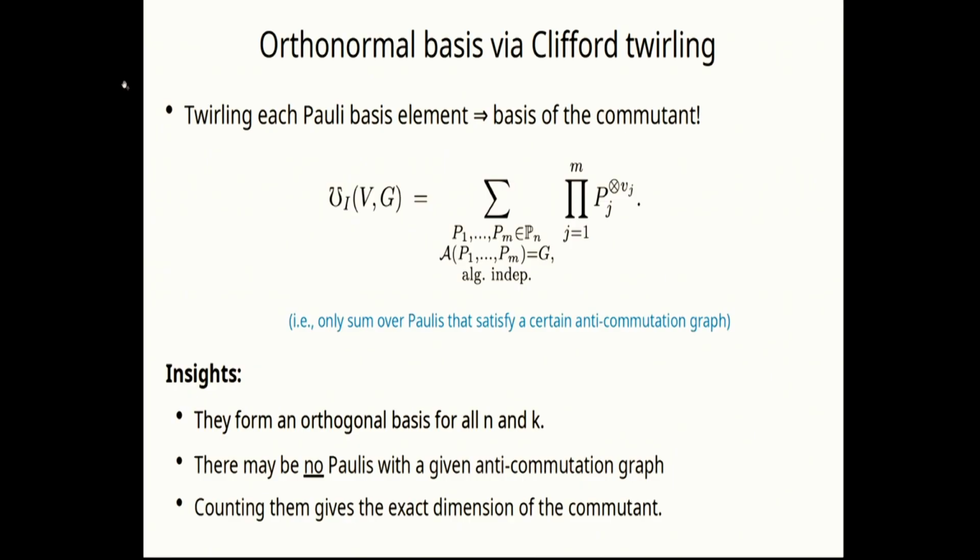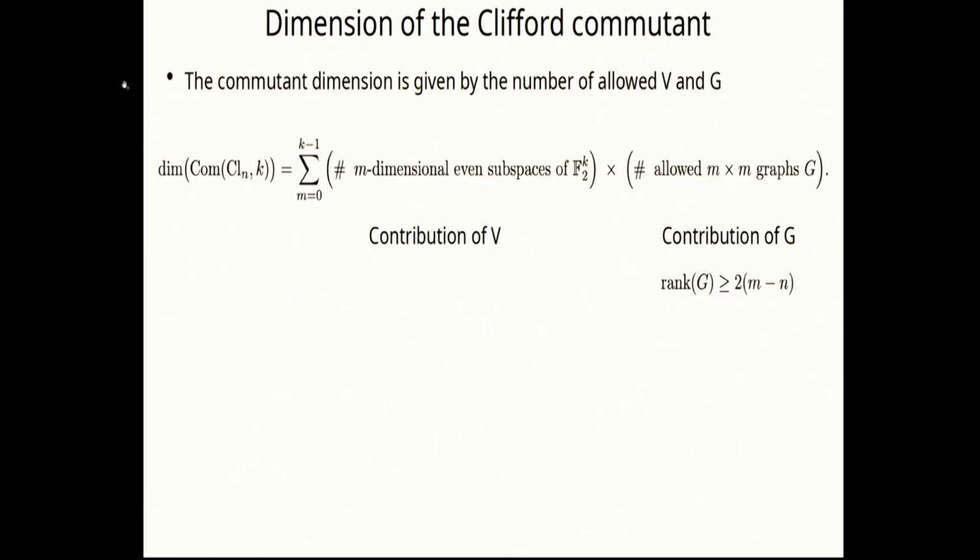Yes, so this gives us a definition or a condition for when these operators contribute, and therefore we can also explicitly count the dimension of the commutant. So we have the sum over m, which just counts how many products of these Paulis we had in our definition. And then we have the contribution of the V term, which is the binary vector spaces. And then we have the contribution of the graphs.